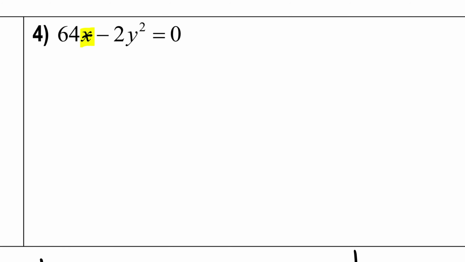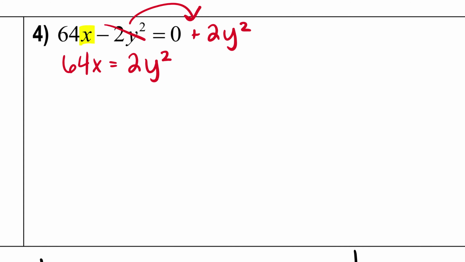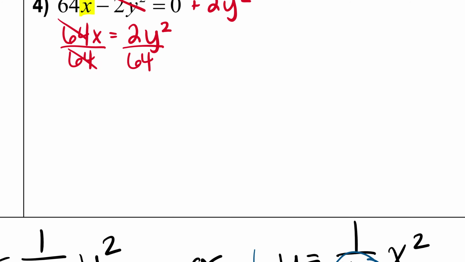So I want x, which means I need to get, first thing, this negative 2y squared over here. So if it's minus 2y and I move it, it's going to be plus 2y squared. And so I'm left with 64x equals 2y squared. Then I divide by 64 because I'm trying to get just x. So this gives me x equals, I want to reduce 2 and 64, that'd be 1 over 32.